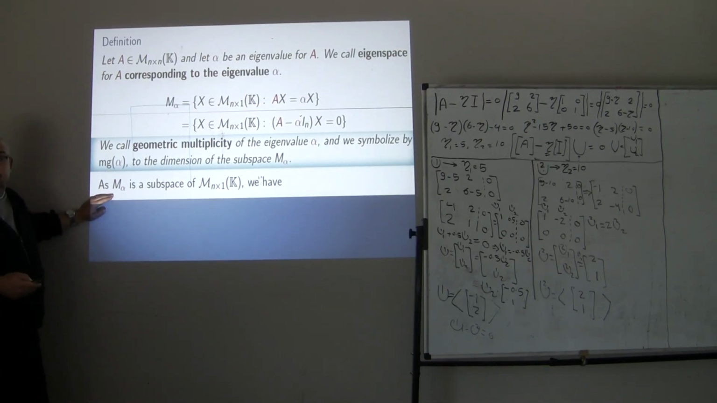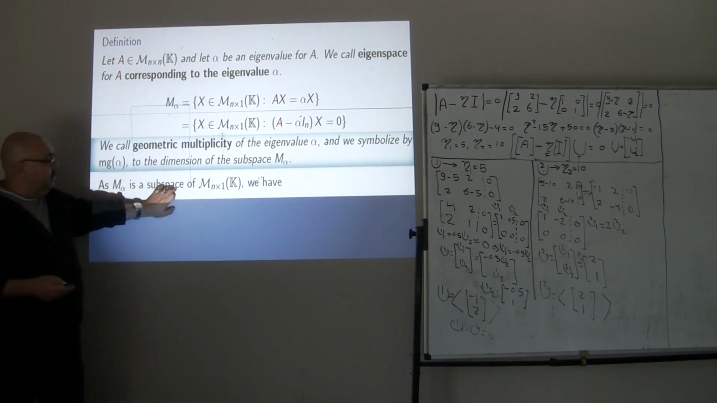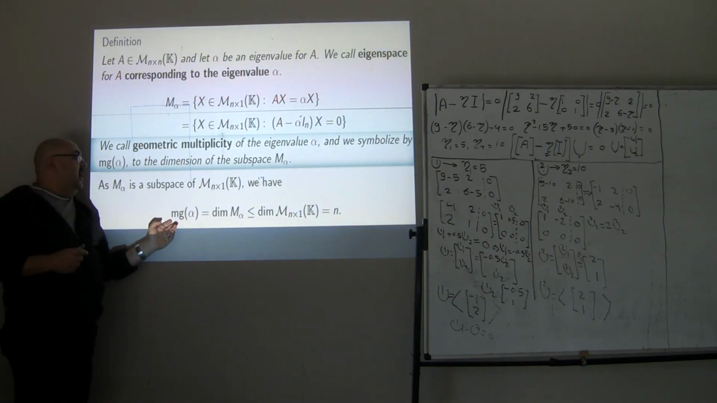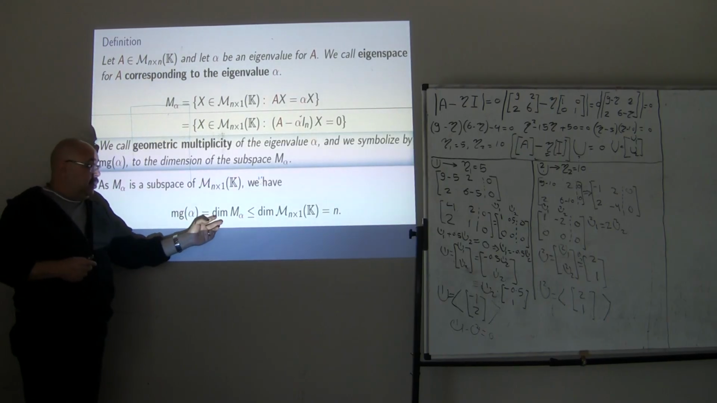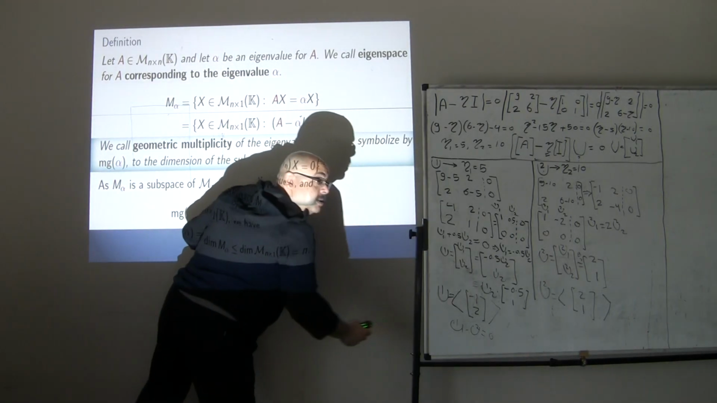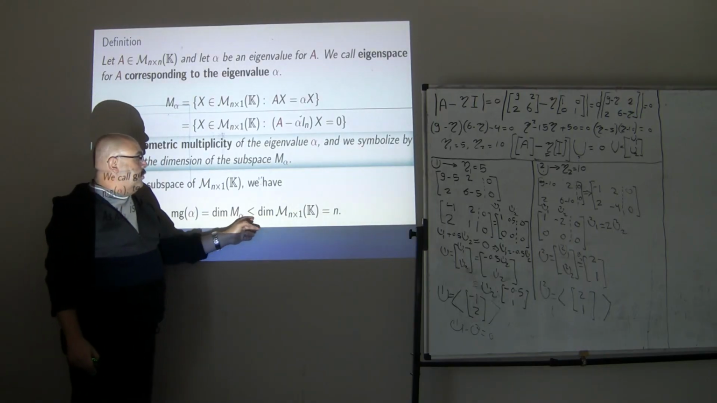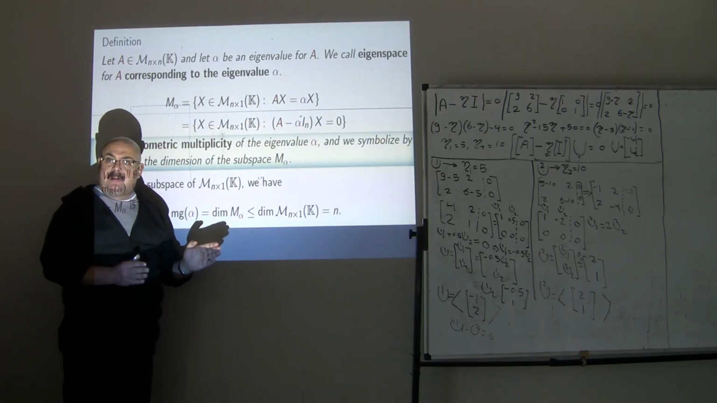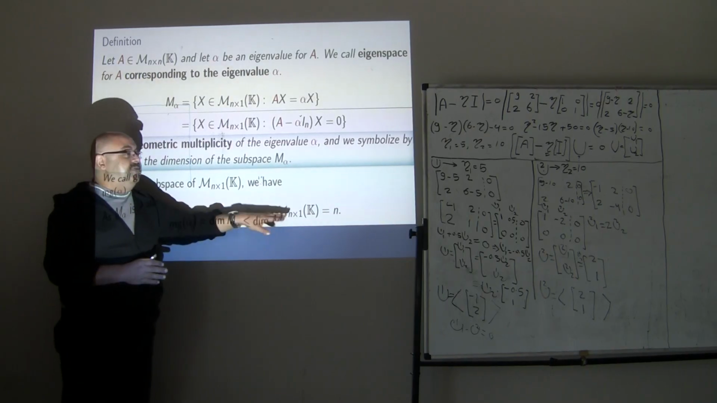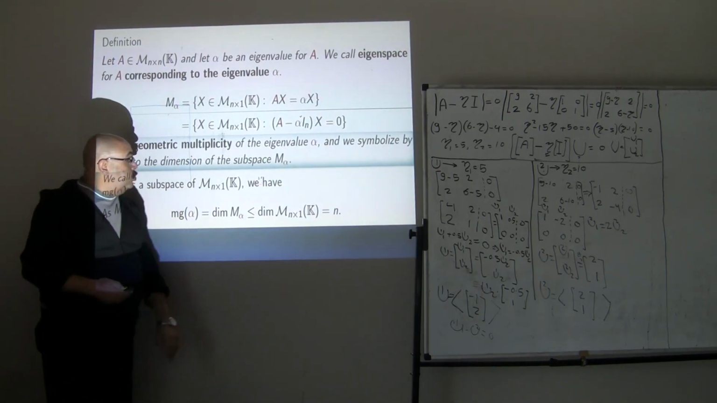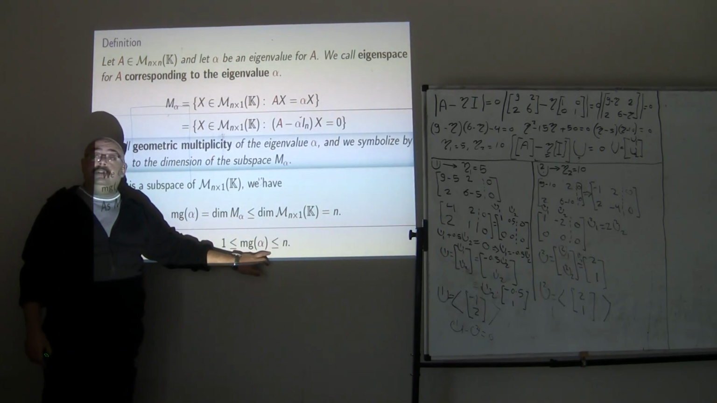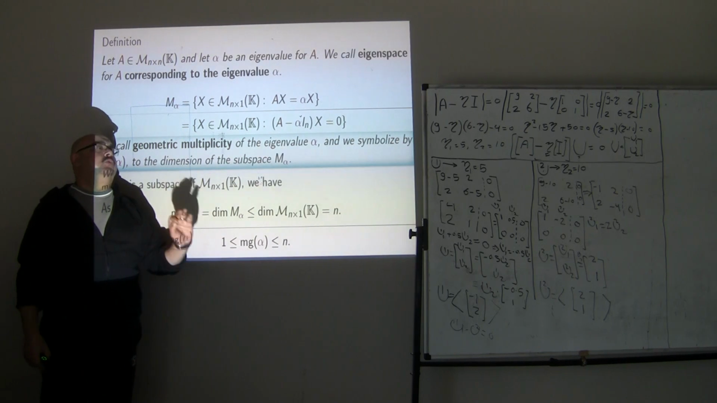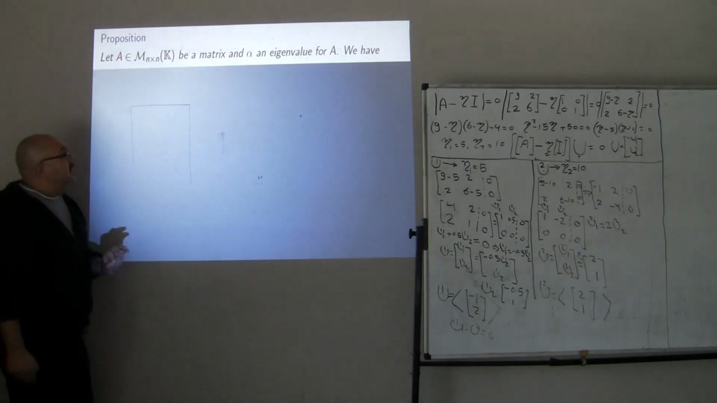Now everything comes beautifully together. Now I have M alpha as a subspace of n by 1, and the geometric multiplicity is equal to the dimension of this space. Of course, it will be less than or equal to n, and in the worst case scenario it will be equal to 1. So really, the geometric multiplicity must be greater than or equal to 1, but less than or equal to n. All coming beautifully.